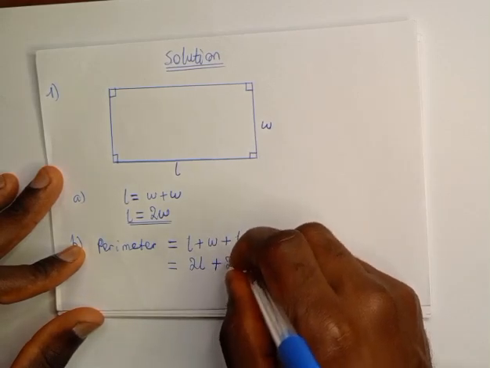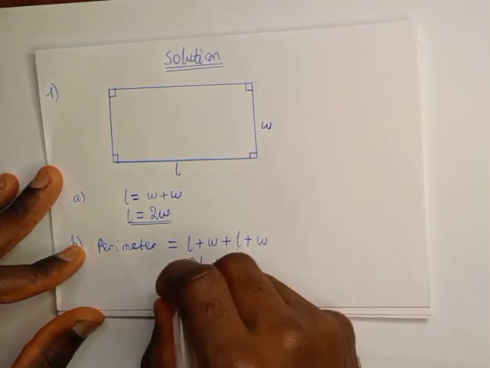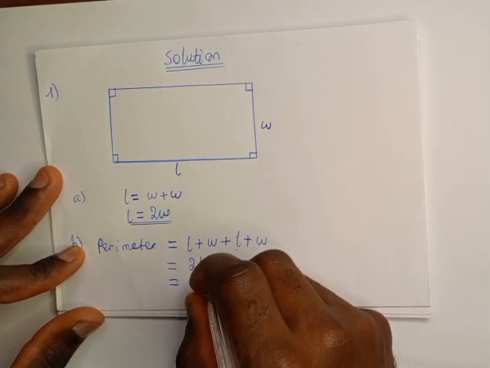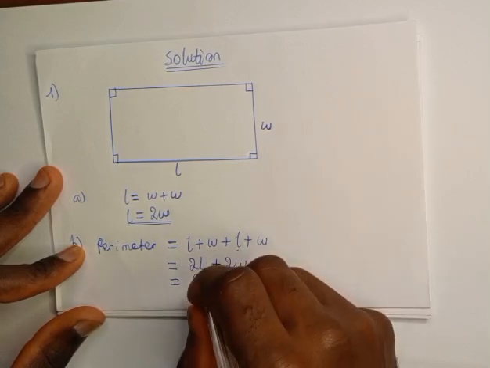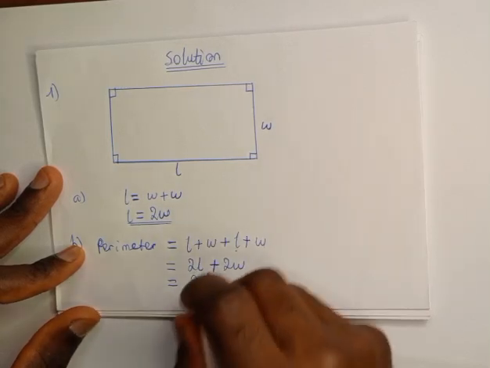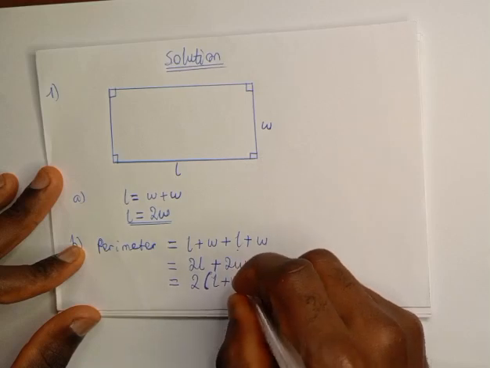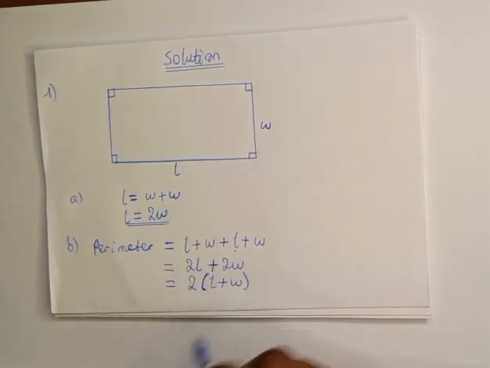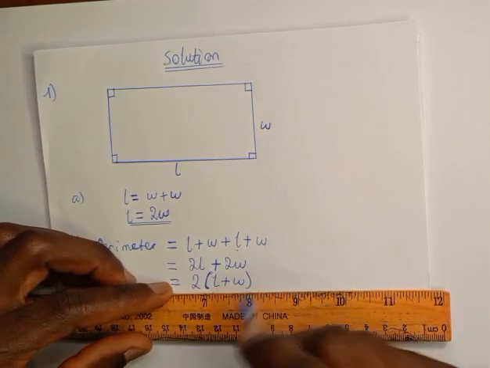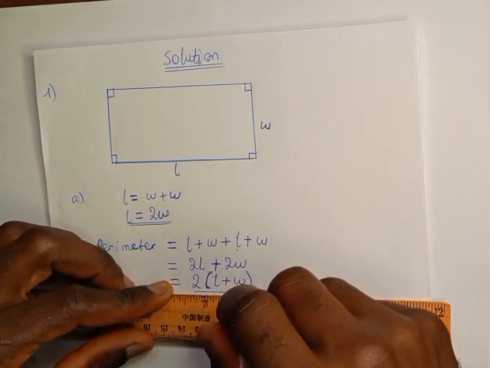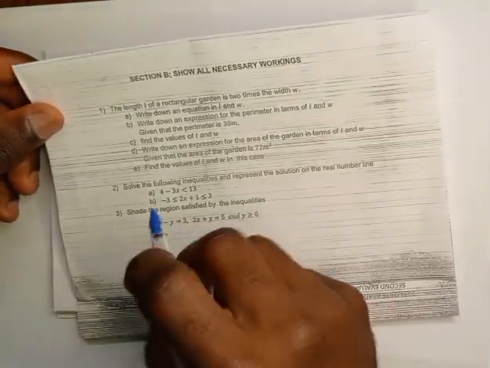And this will simply be equal to length plus length gives us 2 length, plus width plus width gives us 2 width. This will simply be equal to 2 times, you see that 2 is common, 2 times the length plus the width. This is an expression of the perimeter in terms of L and W. Underline the result.